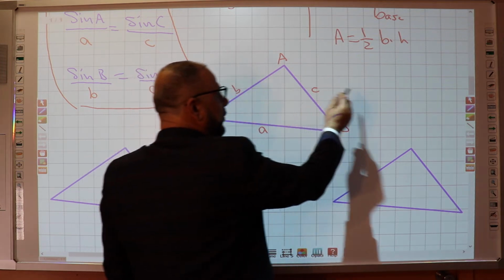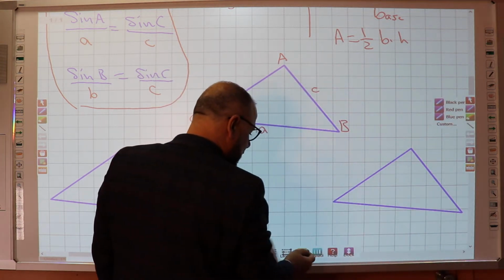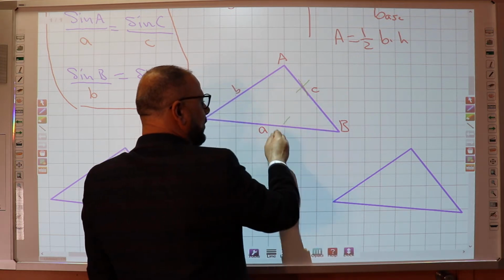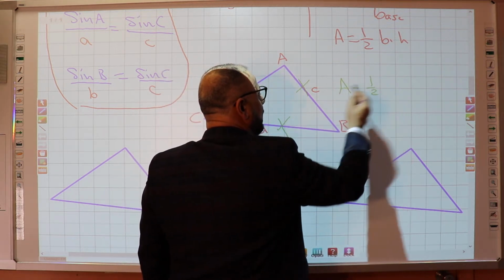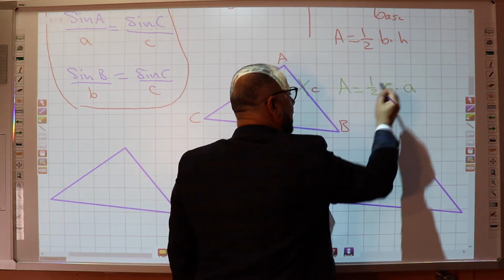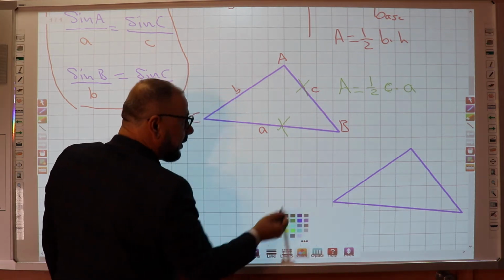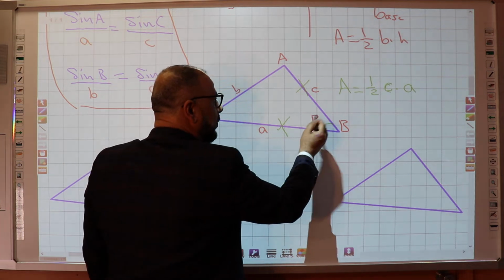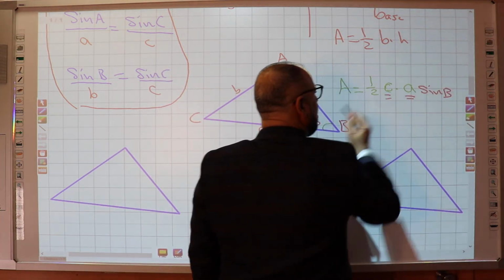To find the area for this one, look here. If this side is given and this side is given, area equals half c times a. You see these two, and he must give me what? The angle between them, which is sine what? The angle between the two sides.